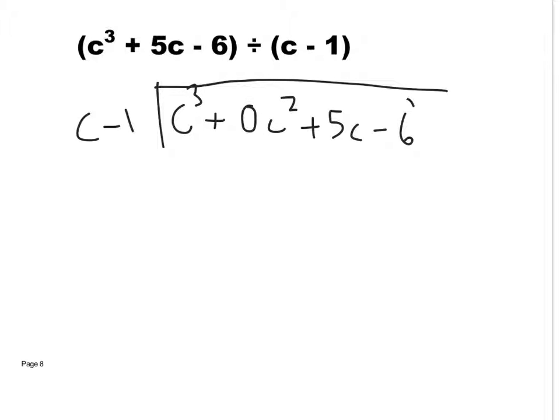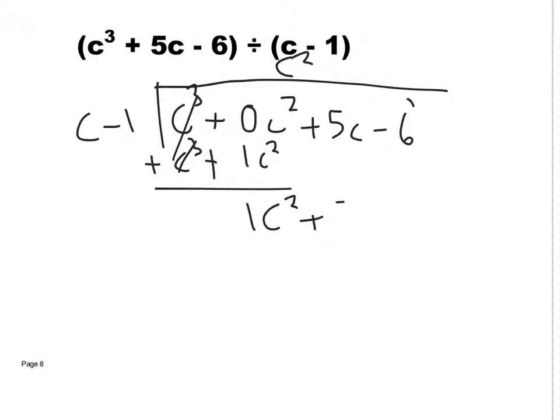All right, so what do I need to times c by to get c cubed? c squared. And you see how that goes right above the c squared? That's why you have to have that missing term inserted. If you didn't have that c squared, it'd be over c, which doesn't work. It's got to be over the term. So c times c squared gives you c cubed minus 1c squared. Then I'm going to subtract. So those cancel. 0c squared minus negative 1c squared. What is it? 1c squared.